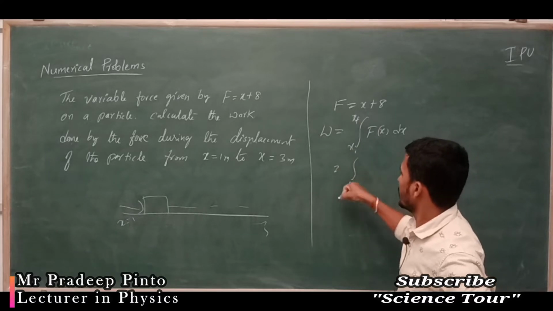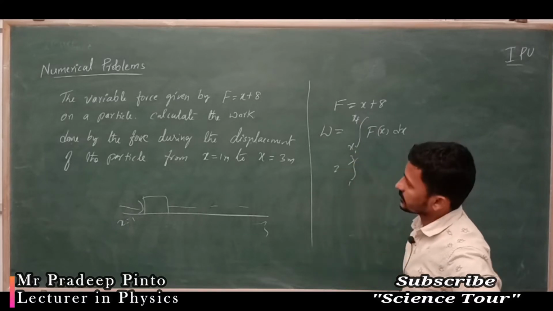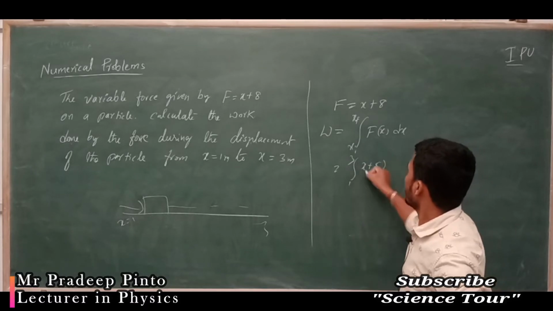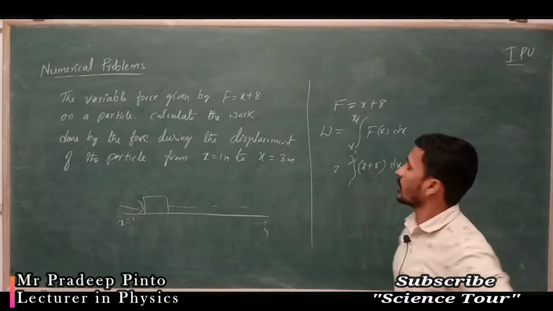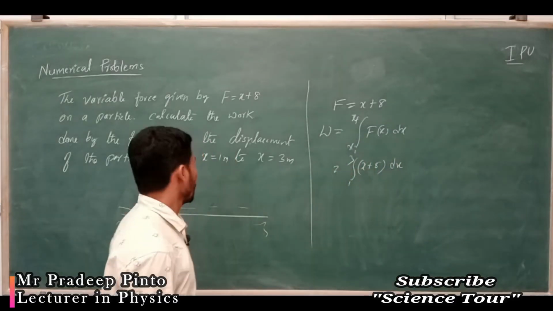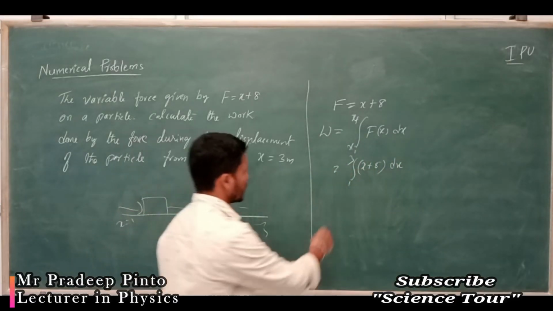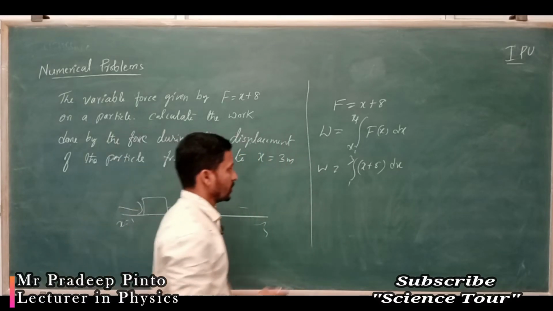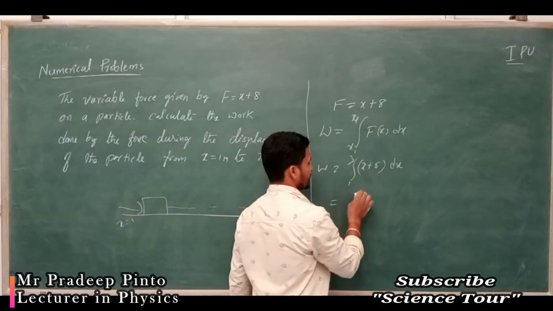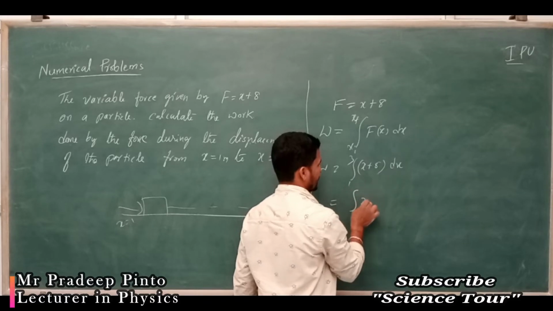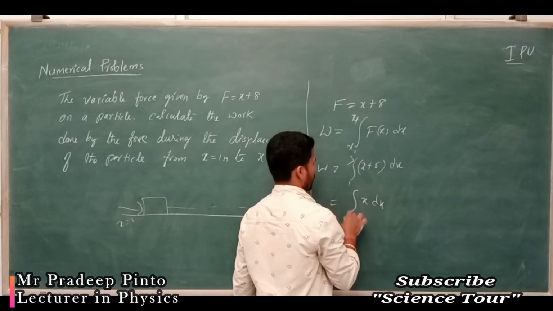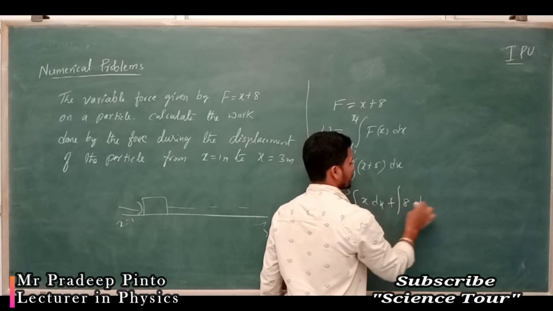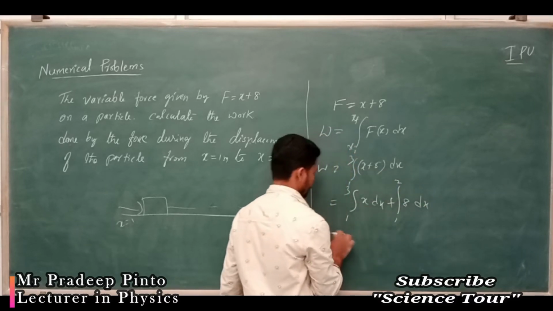Now x initial is 1, x final is 3, and the force is x plus 8, dx. So it is given that the work done is the integral of x plus 8 dx. So you are going to integrate it: x dx from 1 to 3 plus 8 dx from 1 to 3.